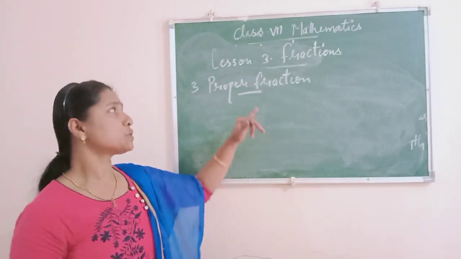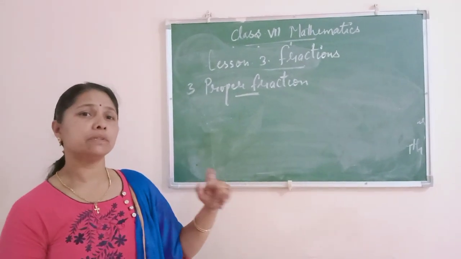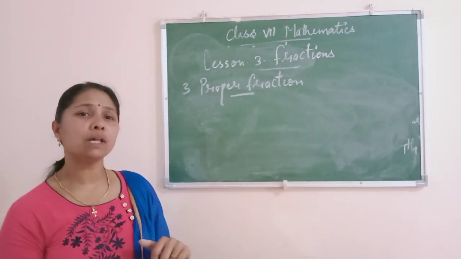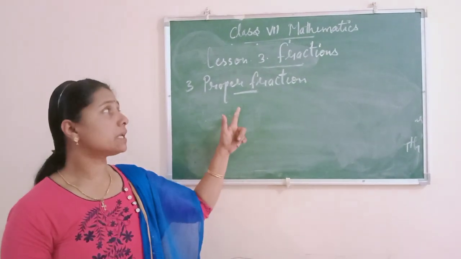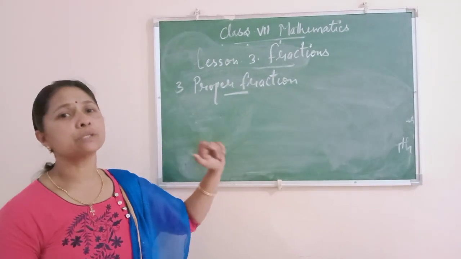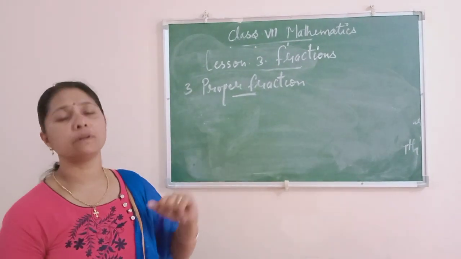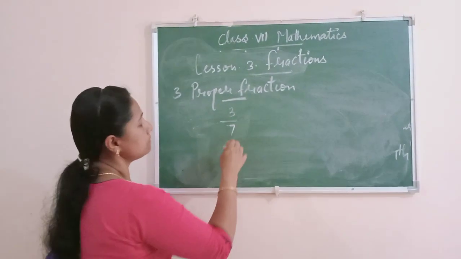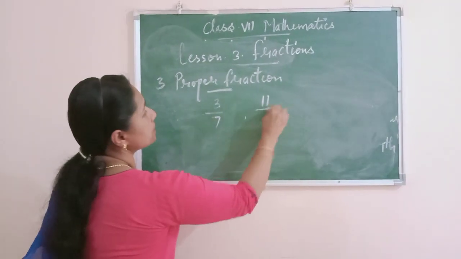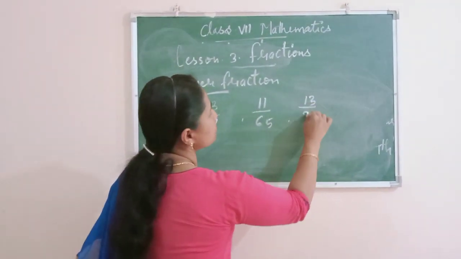Proper fraction is also a simple fraction. In a simple fraction, if the numerator is smaller than its denominator, that type of fraction is called a proper fraction. For example, here it is 3 upon 7 or 11 upon 65 or 13 upon 27.